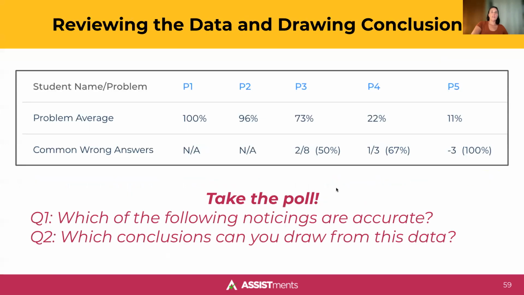All right. So I'm going to launch a poll, and I appreciate anyone who could answer these questions once it goes. Carrie, could you try launching the poll? It's not letting me do it for some reason. But on this poll, one of the questions has to do with which of the following noticings are accurate and which conclusion can you draw from this data?